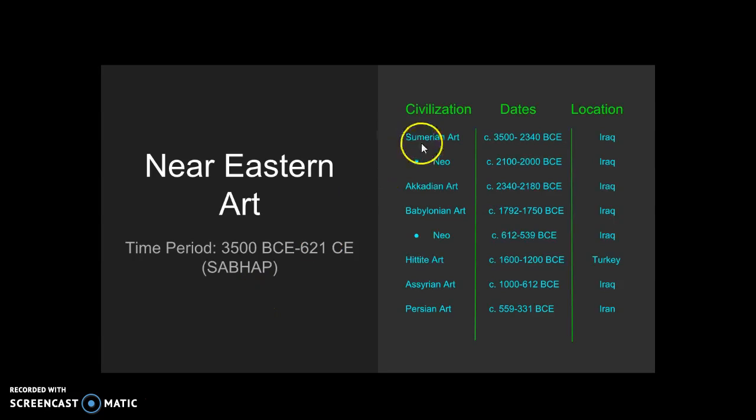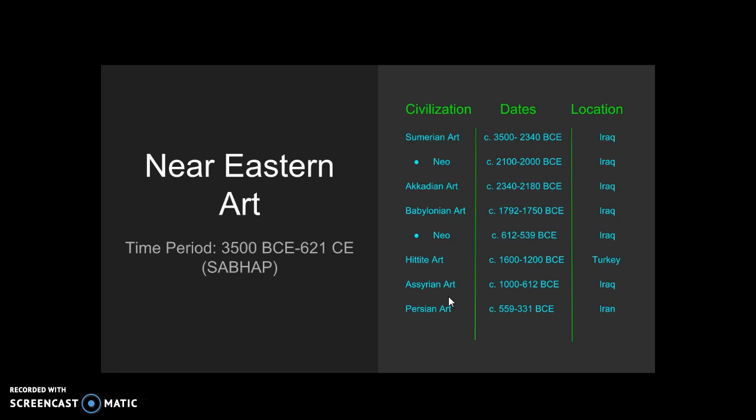SABHAP. Well, it's a great acronym to remember all the civilizations and major powers that occurred during Mesopotamia. So we have Sumerian art, which occurs between 3500 and 2340 BCE. We have Akkadian art, 2340 to 2180 BCE. Then we go to Babylonian art, 1792 to 1750. We have Hittite art, 1600 to 1200. Assyrian art, 1000 to 612 BCE. And then we go to Persian art that reigns the majority of the time between 559 and 331 BCE.